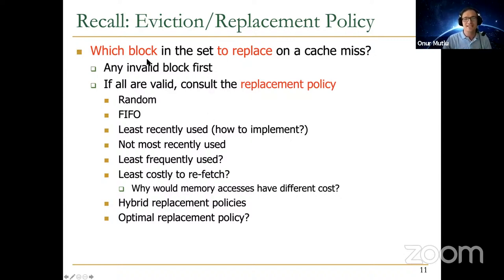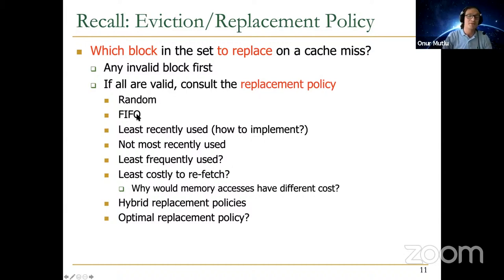So as we discussed, which block in the set do you replace on a cache miss? You need to bring a new block into the cache. What block do you replace? And we said that it makes sense to replace the invalid block. If you have an invalid block in the set, it makes sense to replace it because there's free space. There's no need to replace something that's already valid, right? Because you have free space. But if all blocks in the set are valid, then you consult the replacement or eviction policy. And we discussed some cases.